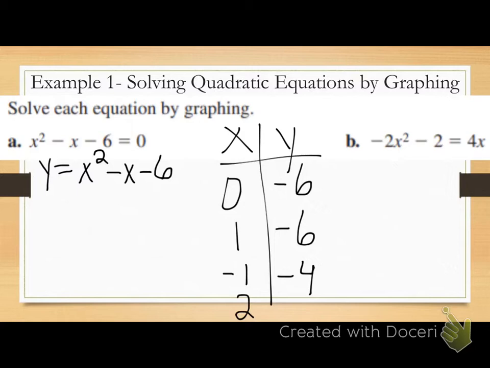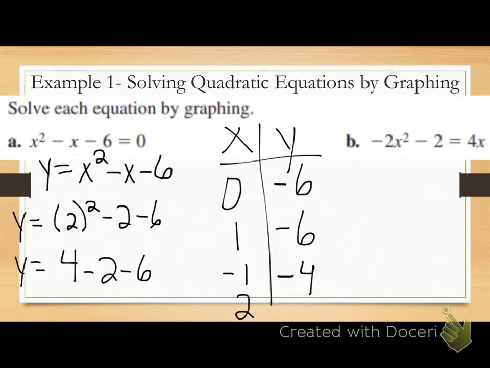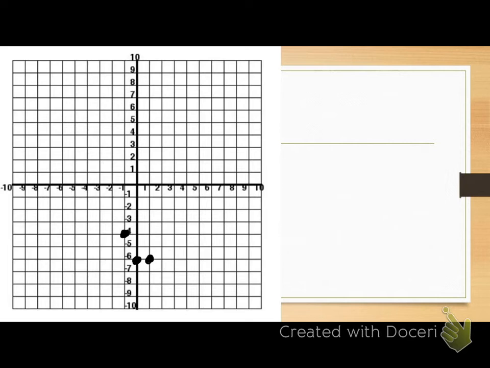I usually like to have you get at least 5 points. What's 2 squared? 4. Minus 2. I plugged in 2 for all my x's. What's 4 minus 2? 2. Minus 6. 2 minus 6? Negative 4. Is that going to match up with my negative 1, negative 4? Yes, it is. 2, comma, negative 4. Everyone okay with that?